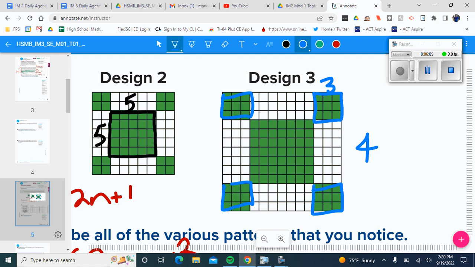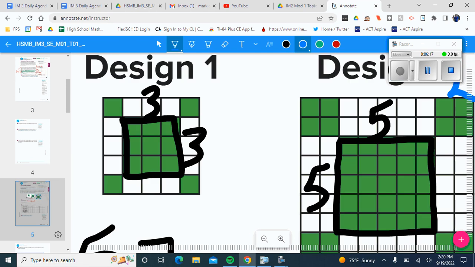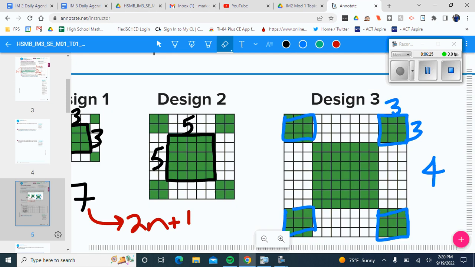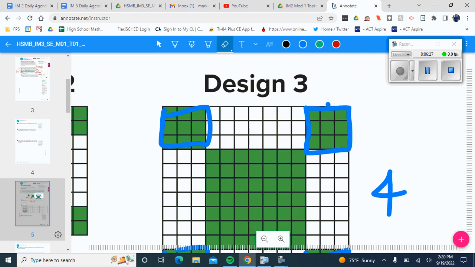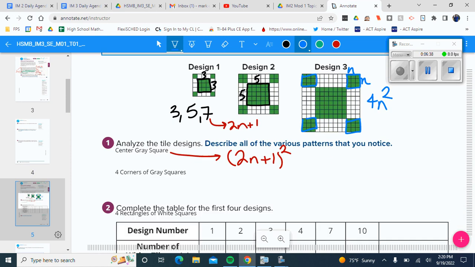Each box in design 3 is a 3 by 3. Design 2 is 2 by 2. Design 1 was a 1 by 1. So if I take the 4 away, it's always n times n, no matter what the term number is. It's an n by n perfect square. So if I want the total amount of the 4 perfect squares, it would be 4 times n squared.